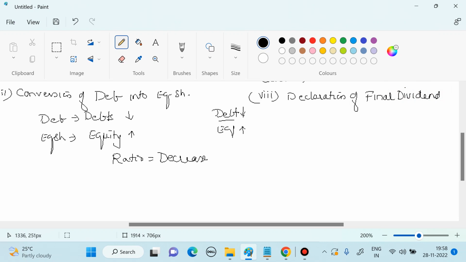The last one is declaration of final dividend. So who declares the dividend? The shareholders. It is proposed by the directors, declared by the shareholders in the annual general meeting. So once it is declared, it becomes a liability of the company. So it is going to affect the current liability because it is payable. Under current liability and other current liability, you will have dividend payable. So current liability would increase.